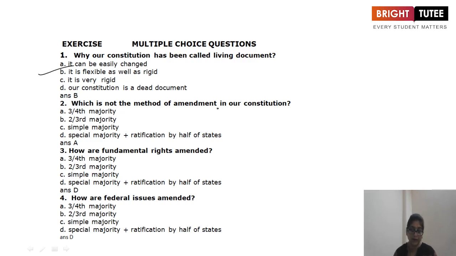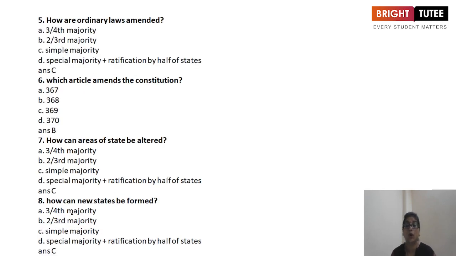Which is not the method of amendment in our constitution? It is answer A, three-fourths majority. How are fundamental rights amended? These fundamental rights are amended by special majority plus ratification by half of the states. How are federal issues amended? It is special majority and ratification by half of the states. Now, how are ordinary laws amended? The answer is C, that is by simple majority. Which article amends the constitution? Article 368. How can areas of states be altered? That is by simple majority. And how can new states be formed? That is simple majority.